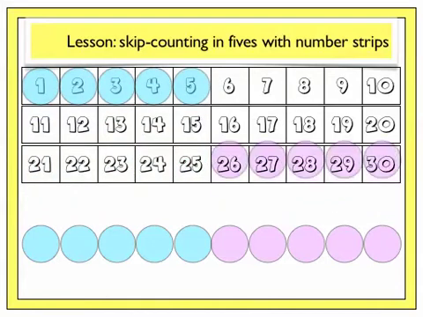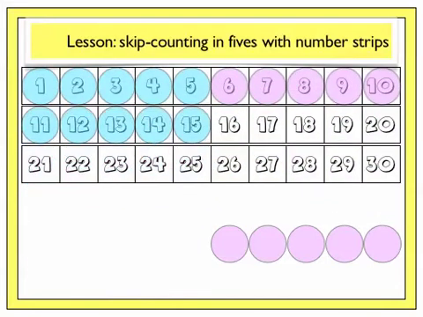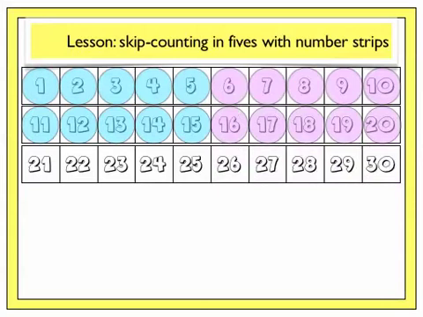5, 10, 15, 20. I counted 4 groups of 5. Did you? The final number that I covered was 20. So I know that 4 groups of 5 is a total of 20 counters.